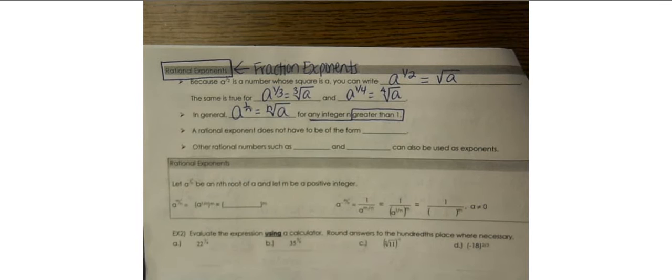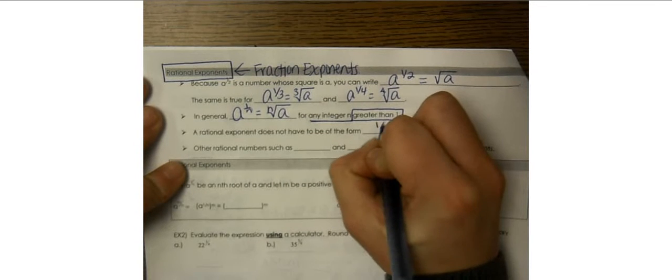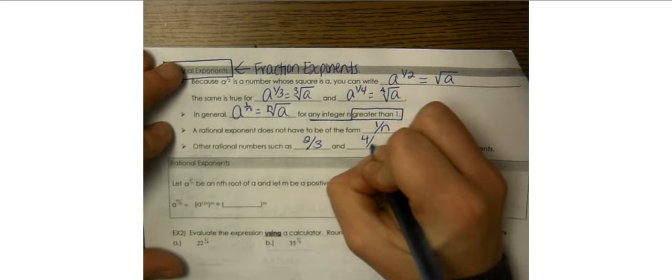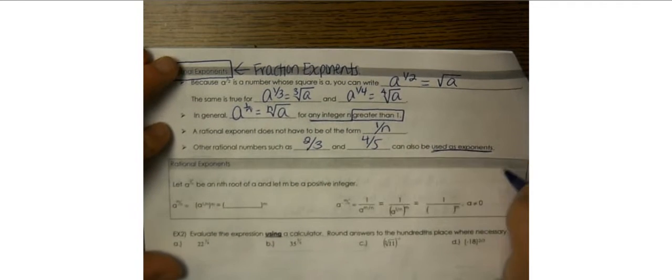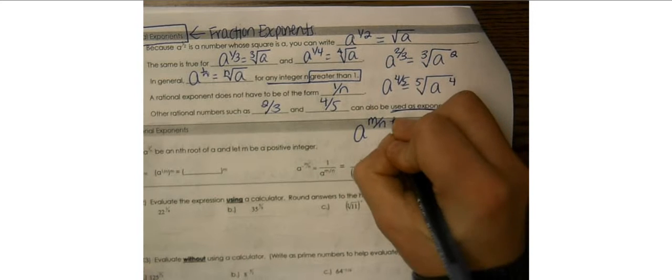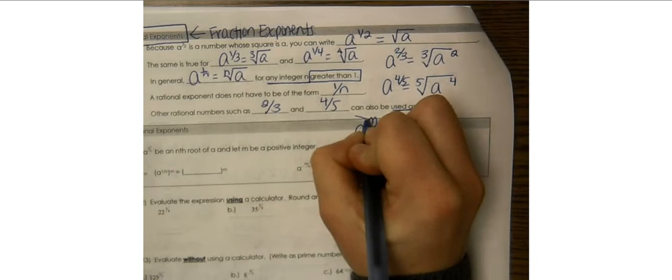Now, a rational exponent does not have to be in the form of 1/n. It can be in any sort of fractional form. So other rational numbers like 2/3 and 4/5 can also be used as exponents. If we had a to the 2/3 power, we would write that as the cube root of a squared. Or a to the 4/5 power, we would write that as the 5th root of a to the 4th power. So essentially, whenever you have something like a to the m/nth power, the bottom number is going to be your root, and your top number is going to be your exponent.